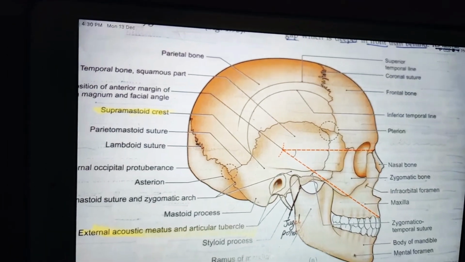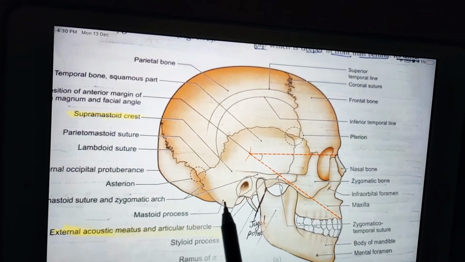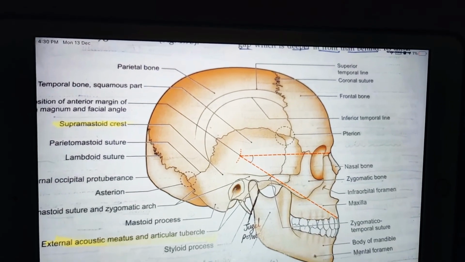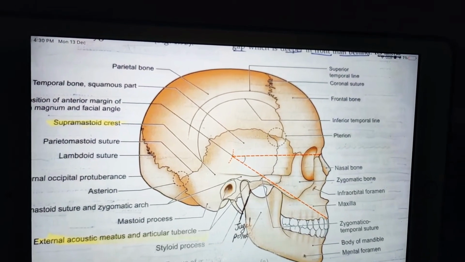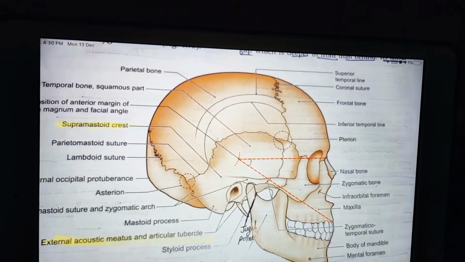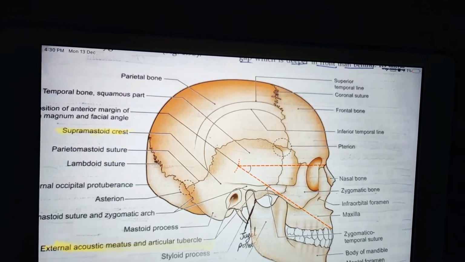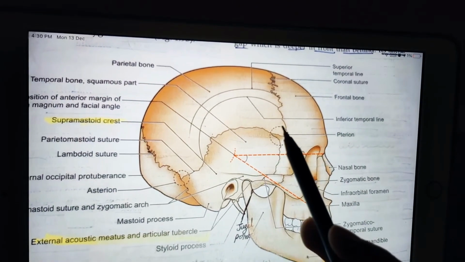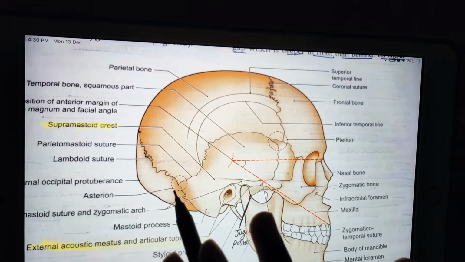Okay, now let us see the mastoid foramen. In the mastoid process you will have a foramen, that is the mastoid foramen. And also you can see here the styloid process, which can also be seen on the norma lateralis. Okay, and now let us discuss the pterion. You can see here this point is called the pterion. In the front you have the pterion, at the back you have the asterion.